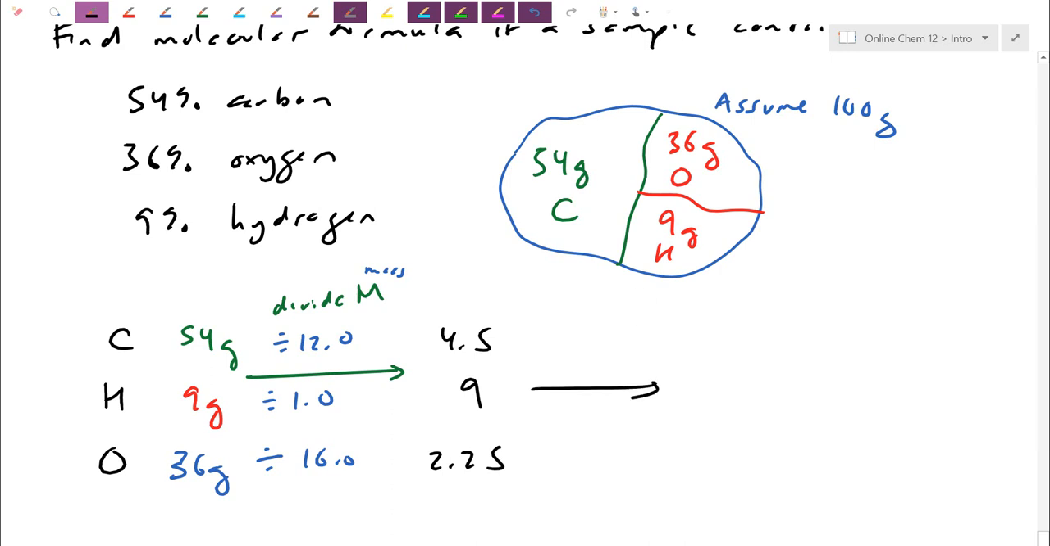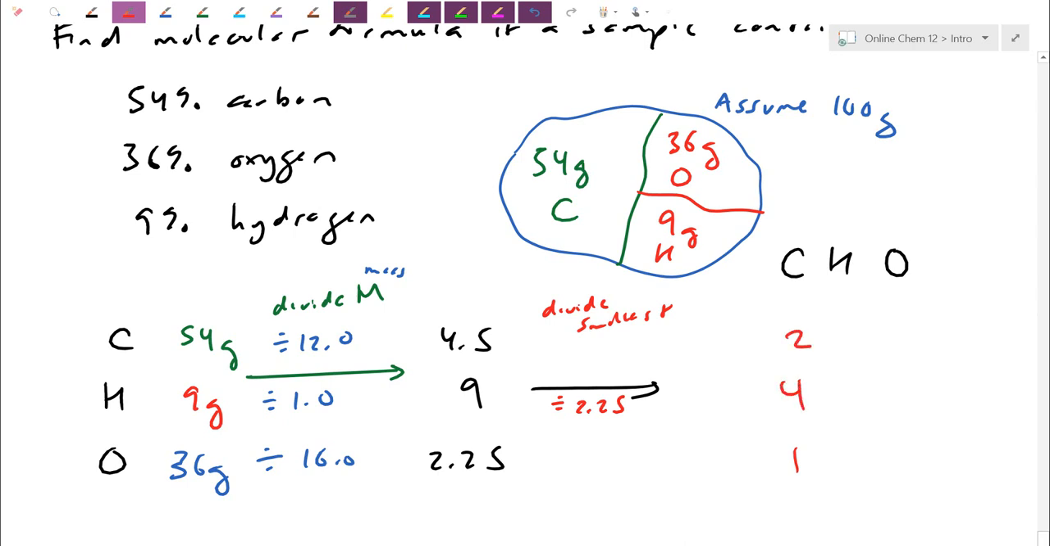Now these are actually moles. I could actually say C 4.5, H 9, O 2.25, but we want things to be simple. You want things to be whole numbers if we can. So what we're going to end up doing is dividing out the smallest. What dividing out the smallest one does is it just scales the numbers down. In this case, the smallest one is 2.25. Let's divide everything by 2.25. This should become a 1. The other one's a 2, and the other one here is a 4.